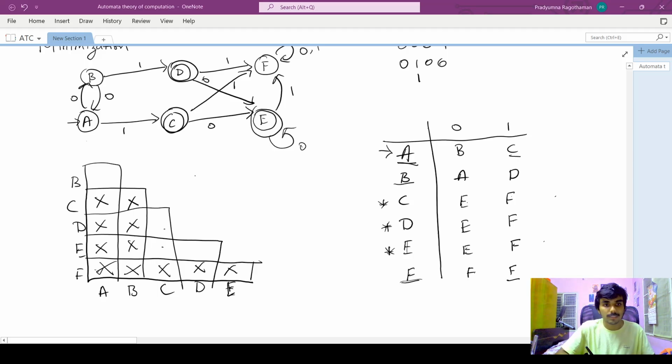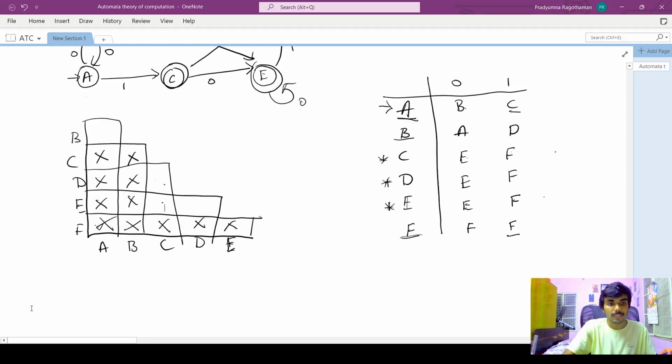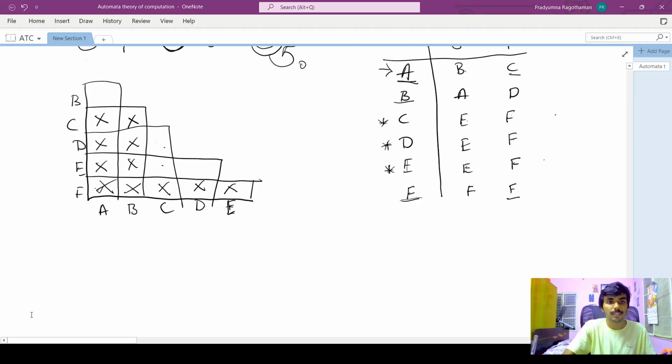Now let us once recheck the cells that we have left unmarked. So AB, we have AB, C and D. Is CD marked? No, right? C and D is not marked. And other cells as well, CD, EF, right? And CE, it is again EF, and ED also is EF. So we have segregated the states that are same and that are different.